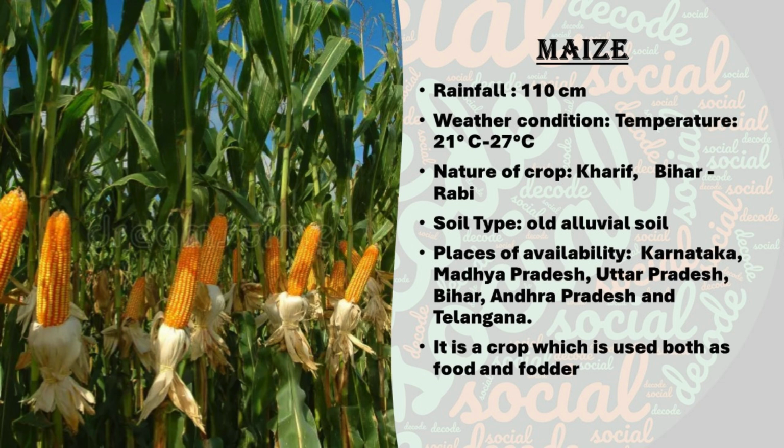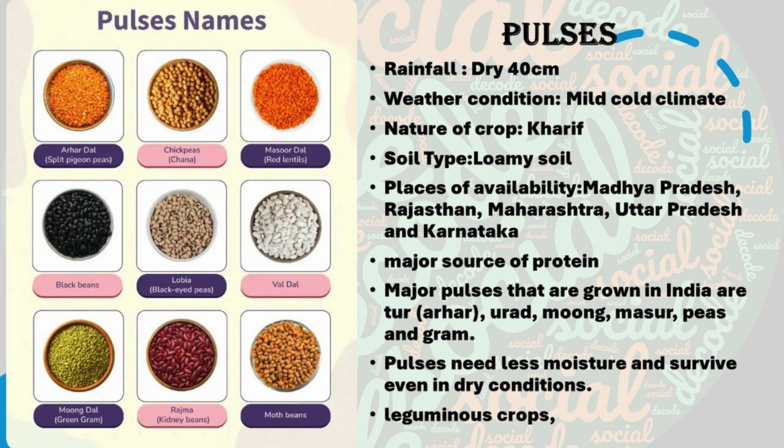The next is nothing but pulses. So pulses are an essential source of protein in our diet. They also help improve soil fertility by fixing nitrogen from the air. And the main pulses are tuar, urad, moong, masoor dal, peas and gram. So major producing states are Madhya Pradesh, Uttar Pradesh, Rajasthan and so on.